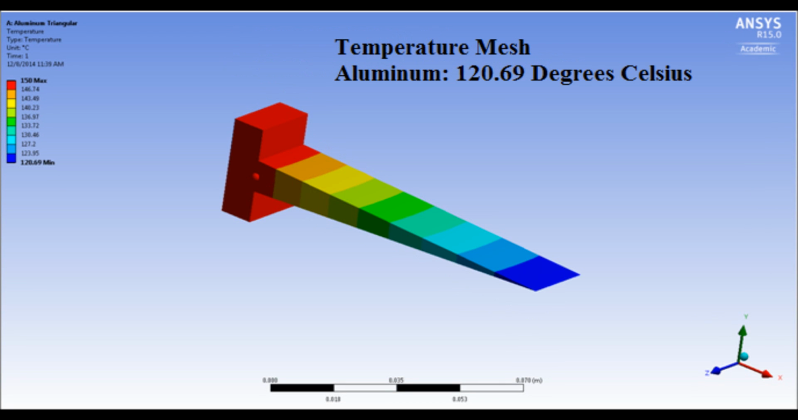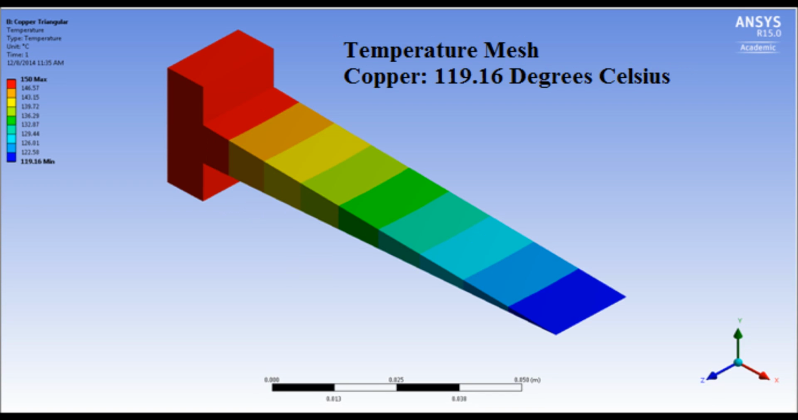The temperature at the end of the aluminum triangular fin computed by ANSYS was found to be 120.69 degrees Celsius, and the temperature at the end of the copper triangular fin was computed to be 119.16 degrees Celsius.